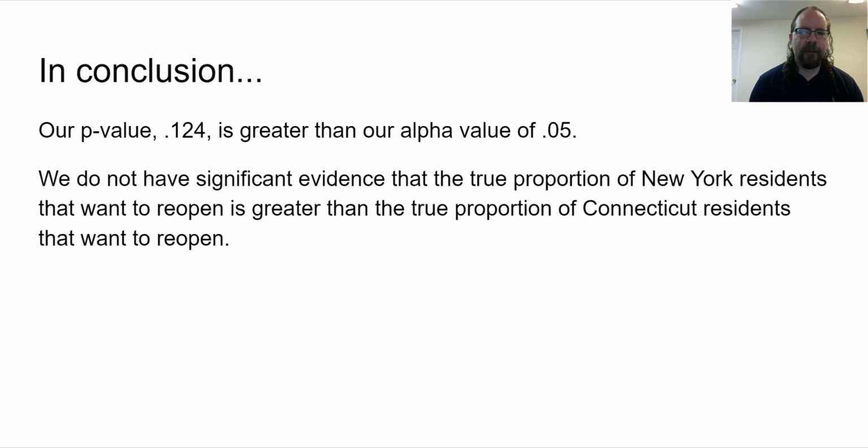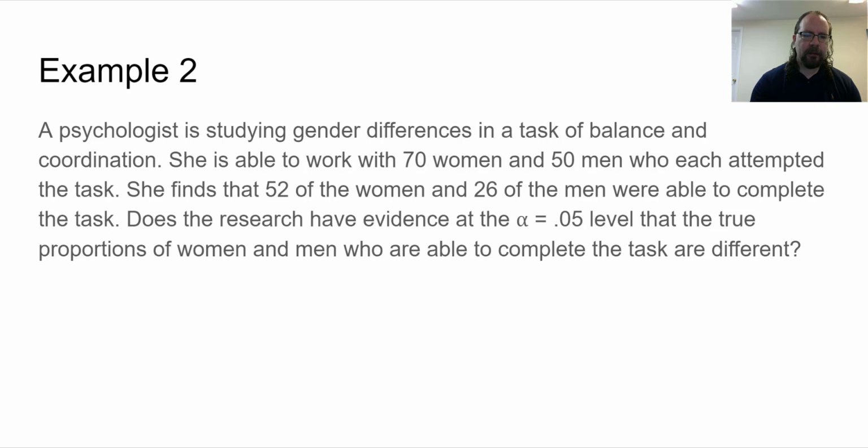This helps us make better sense of doing this work. Let's do one more example to hopefully make sure that we got the idea. So let's say a psychologist is studying gender differences in a task of balance and coordination. And she's able to work with 70 women and 50 men who each attempted the task. And she finds that 52 of the women and 26 of the men were able to complete the task.